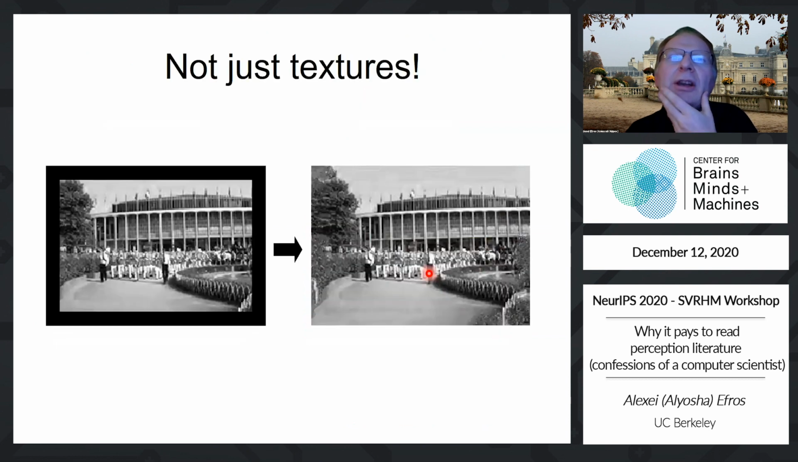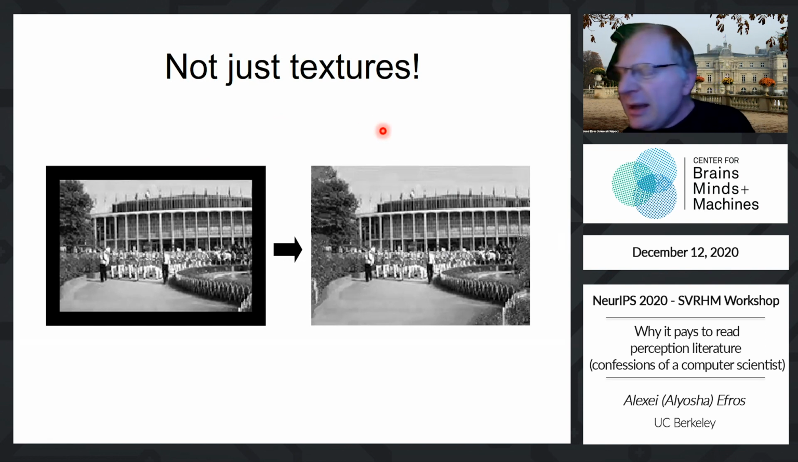And one thing that I found interesting is that by mistake, I ran it on an image that turned out not to be a texture image. It was a real image, and this was an extrapolation result. And I was surprised that that worked. It still kind of worked.